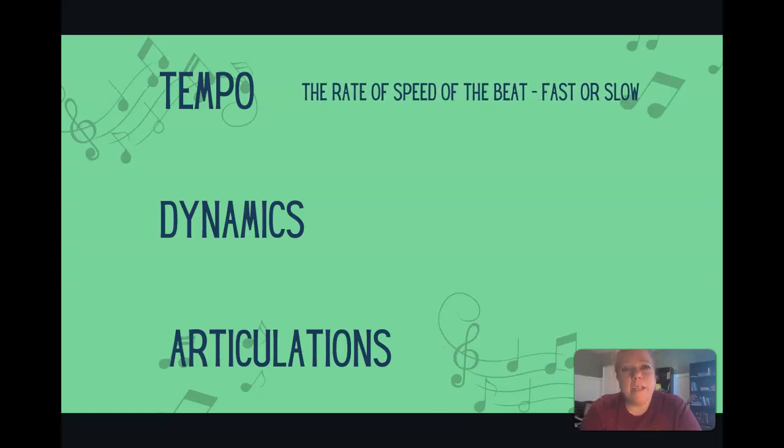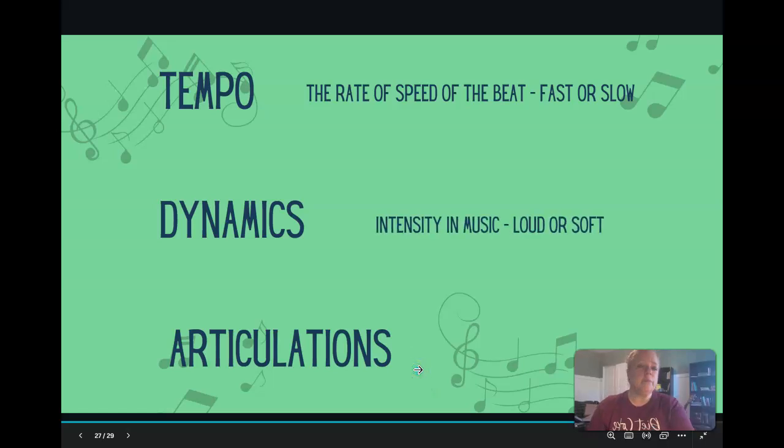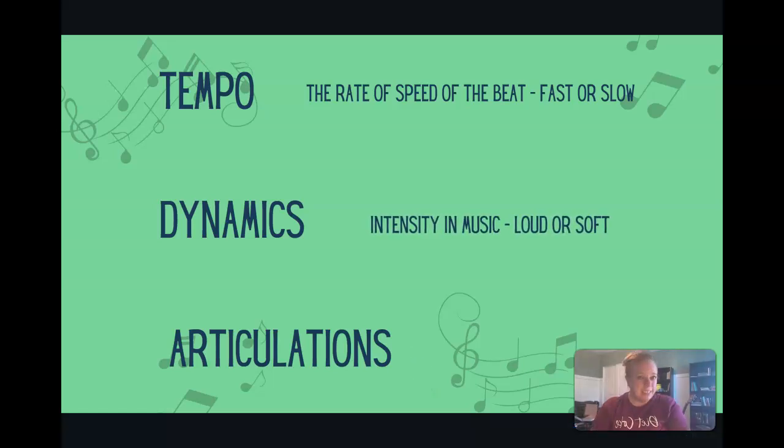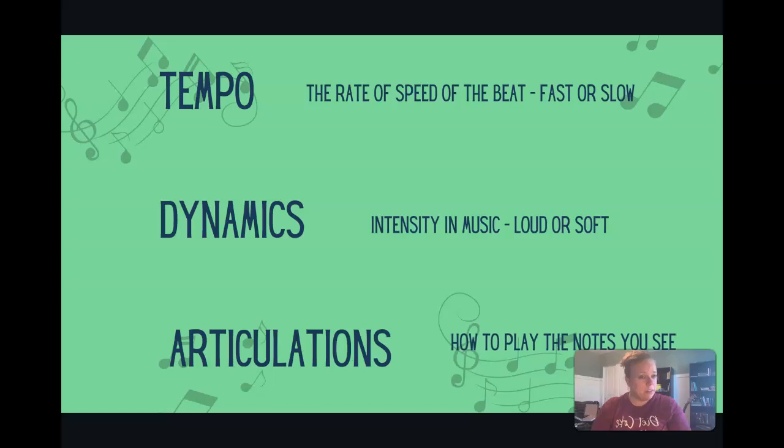The tempo is the rate of speed of the beat. Remember, the beat is the steady underlying pulse in all of music. And so the tempo is how fast that beat is going. Dynamics is how we describe intensity in the music, whether those sounds that we hear are going to be loud or soft. And then articulations have to do with, when we see the notes in the music, how do we play each specific pitch? These articulations cover a lot of different things. And so as we go through, you'll be able to see what those are.